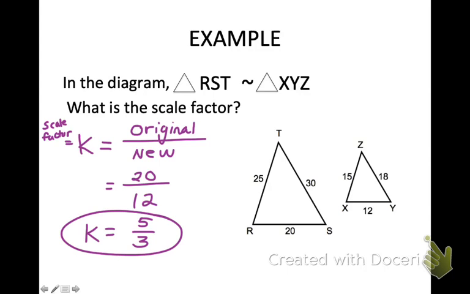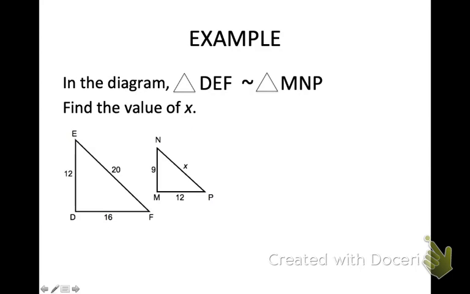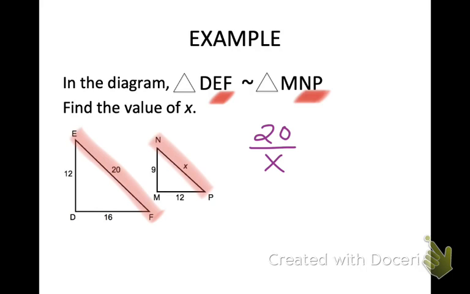All right, next one. Now we're going to use our scale factor to solve for x. So again, I'm given similar triangles. I need to find x. X is on the length of NP. Up here, NP matches up with EF, right? So EF on this side is 20. So can you make a ratio? If I do 20 and then put it over x, that would work.